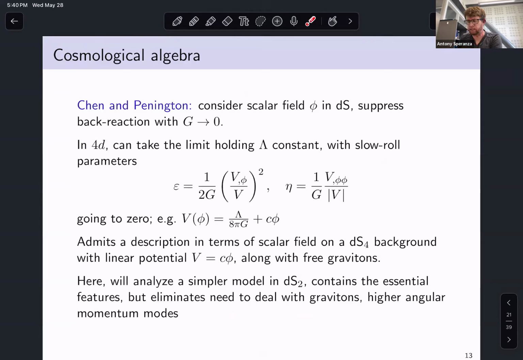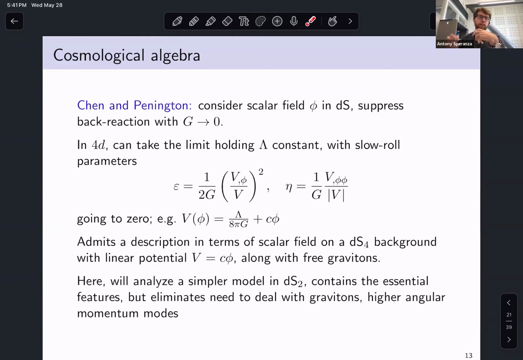Okay, so this paper by Chen and Penington, just to set up what exactly they were doing: a scalar field in de Sitter space, and again wanted to take this G Newton to 0 limit to suppress back reaction. So if you're in 4D, you can take this limit in a way that the cosmological constant is constant as G Newton goes to 0. And in a slow roll model, you can check that you can do that in a way such that these slow roll parameters basically go to 0 in the limit as well. The specific potential you write down is exactly linear. So you have a cosmological constant and then a linear potential for the scalar field.